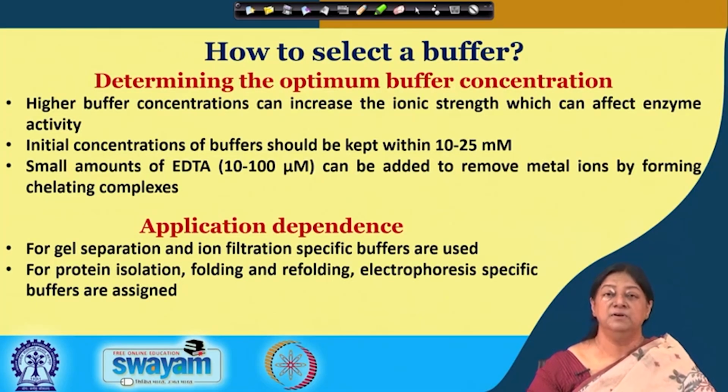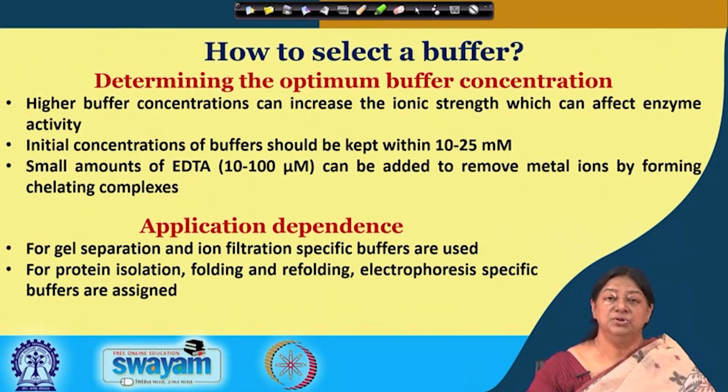The higher buffer concentrations can sometimes increase the ionic strength, which can also have an effect on the enzyme activity. So, the initial concentrations of the buffers should preferably be kept between 10 to 25 millimolar, and small amounts of EDTA added to the solution are a measure to prevent any interference from metal ions, where EDTA will be able to complex these metal ions.